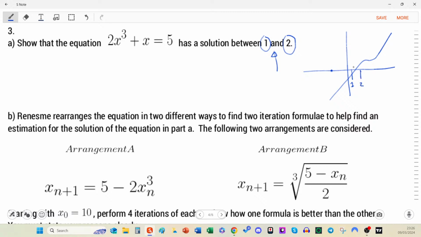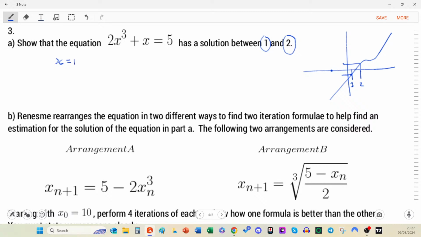So essentially, if we put 1 in, the output will be down here and negative. And if we put 2 in, the output will be up here and positive. So we're looking to see a sign change. That's the premise. Okay, so the first thing we can put in is when x equals 1.